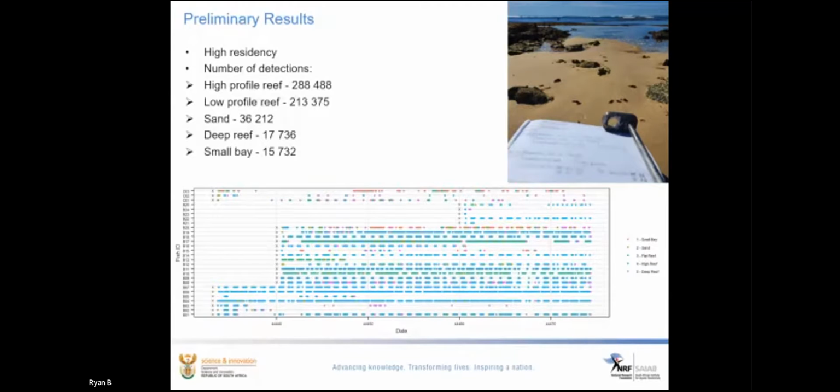Our biggest Cape stumpnose of 227 mm is often detected in the smaller bay. The smaller fish tagged, seen at the bottom of the plot, seem to prefer the high-profile reef in the bay.